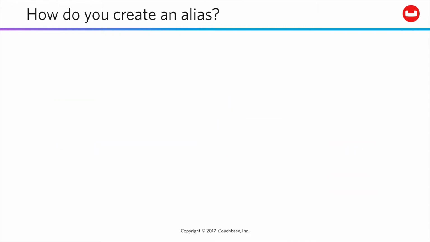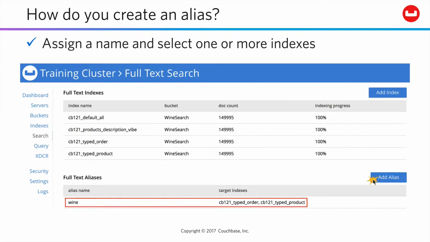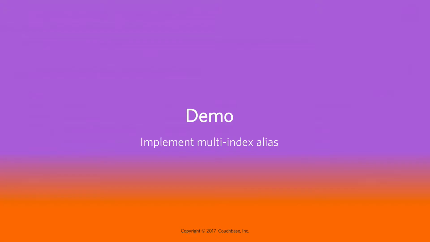Creating an alias couldn't be easier. Just click Add Alias, assign a name, and choose your index, or, notably, indexes. You can use this approach to simultaneously search multiple individual indexes, potentially as an alternative to indexing multiple different document types within a single index. Let's take a look at how this might work.